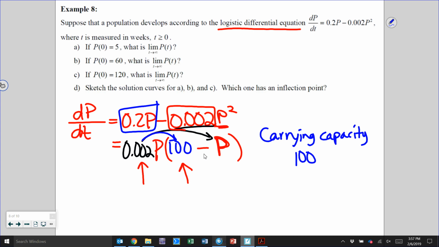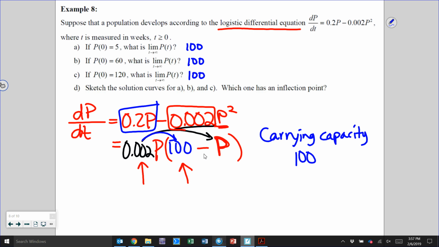So let's look at the questions. It says if P of 0 is 5, what's the limit as t goes to infinity of P of t? Well, it doesn't matter what the population is, the limit is always going to go to the carrying capacity. So it doesn't matter where you start. If that's the carrying capacity, that's the answer. So all 3 of these limits are 100.